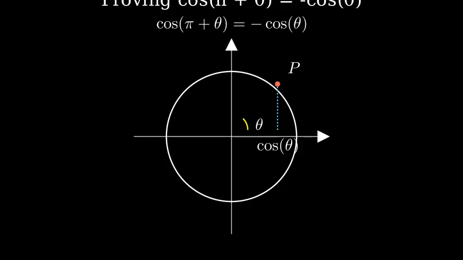Now, what happens when we add pi to theta? Adding pi means rotating our angle by 180 degrees. This gives us a new point Q on the opposite side of the circle. The x-coordinate of this new point is cosine of pi plus theta.